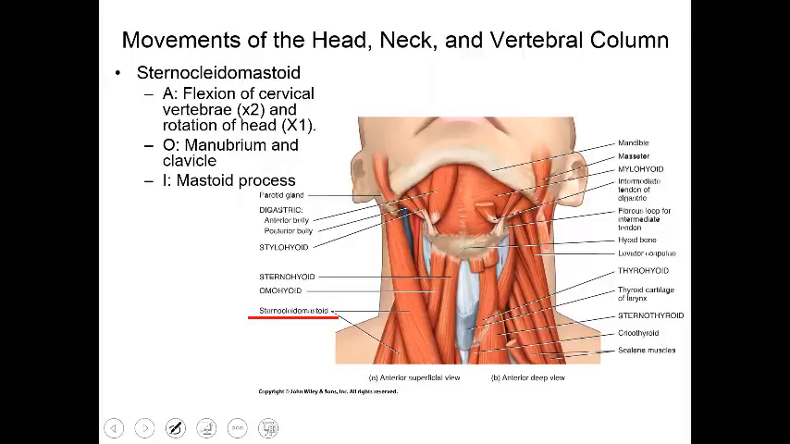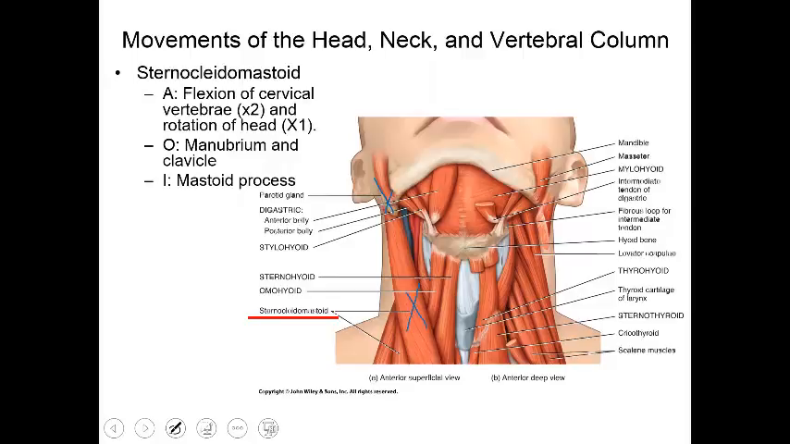So this muscle right here, it's a huge muscle, and it originates from the manubrium of the sternum, which is that superiormost heart-shaped region of the sternum, and the clavicle, which is your collarbone. It inserts itself into the mastoid process of the temporal bone, and it helps you flex the atlas and the axis, which is C1 and the C2 vertebrae. So flexion of the first two cervical vertebrae.